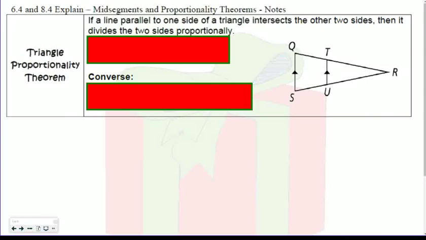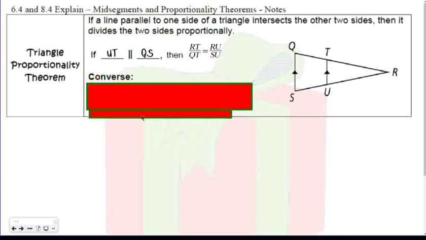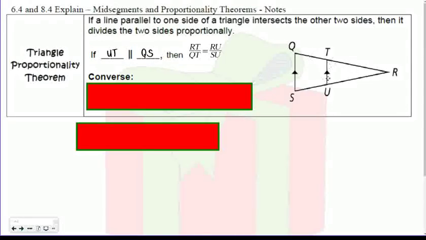This applies to everything. Basically, what it's doing is it's going to split this side proportionally with this side. A midsegment splits them equal. This just splits them proportionally. So think about this concept. If UT is parallel to QS, such as it's marked, then RT, I'm going to call this RT as A, over QT, I'm going to call that B, is equal to RU over SU. In other words, A over B is equal to C over D.